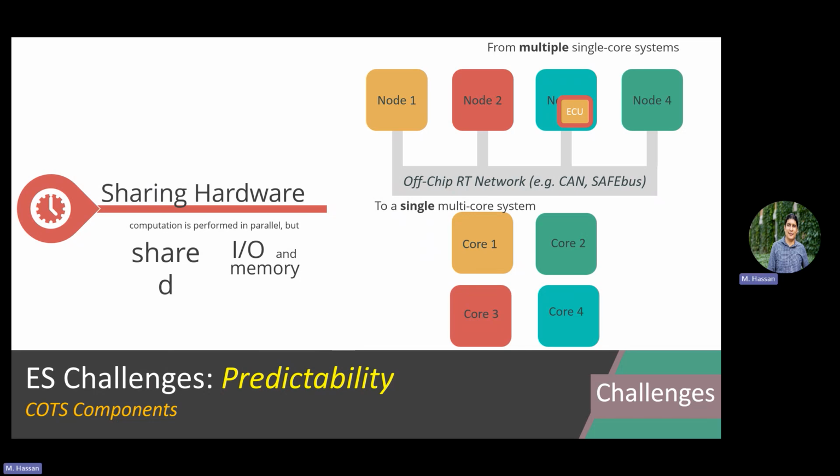The way those systems are architected at the moment for traditional cars, right? I would call them traditional cars, is that simply there is an ECU for every task, and they only communicate through what we call an off-chip network, right? In a car, for example, this is called the CAN bus, right?